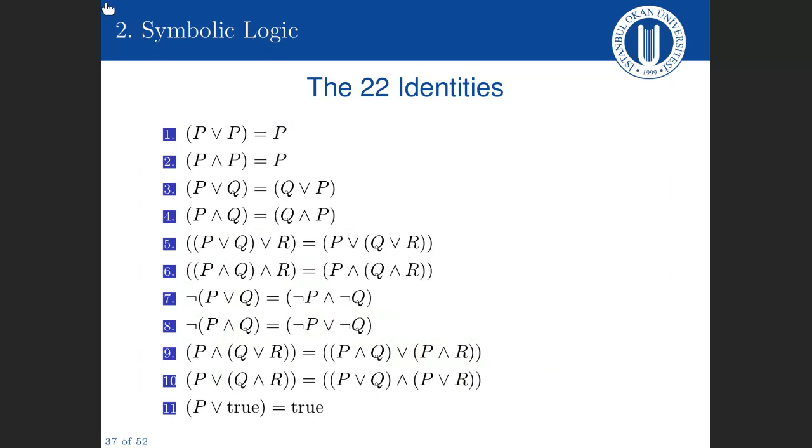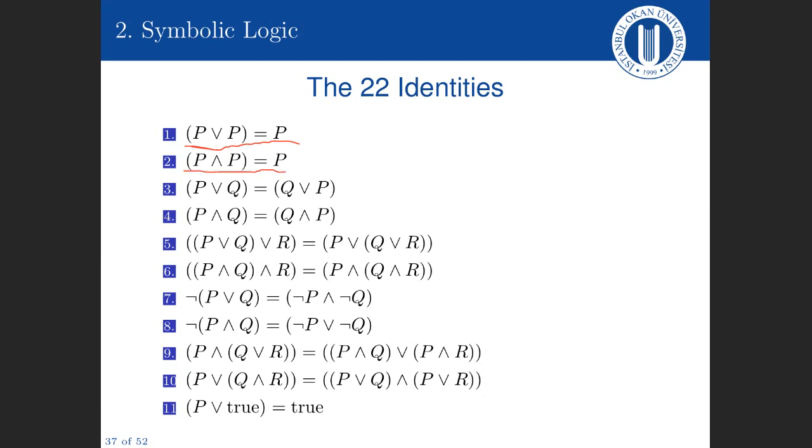I'm going to run through some identities using symbolic logic notation. The first ones of these are quite straightforward, but as we get to the end of the list, I'm going to need to explain them in more detail. First line, P or P. Is P true or is P true? This is true if P is true, and it's false if P is false. So this is the same as saying P.